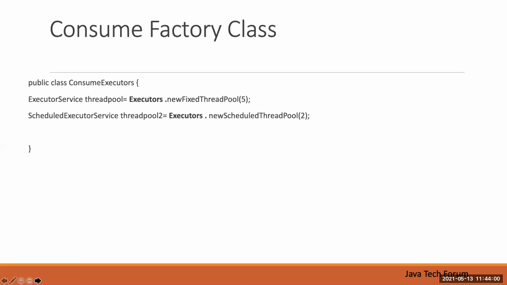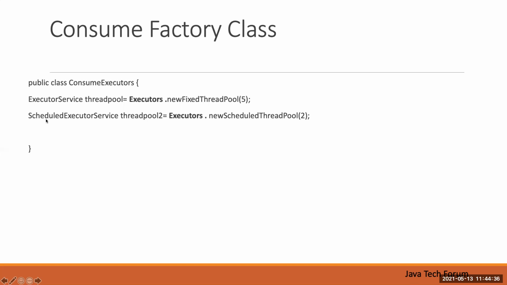Next we'll see how to consume the factory class. Let's say this is my class, and in my class I want to create one thread pool. Then we can simply use this factory class and call this static method to get the instance of the thread pool object. Once we get this, we can use the thread pool and call the required method to submit or execute our task.